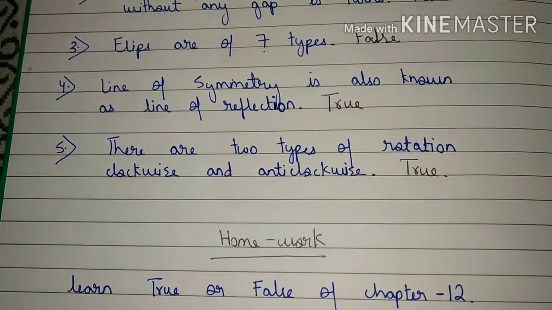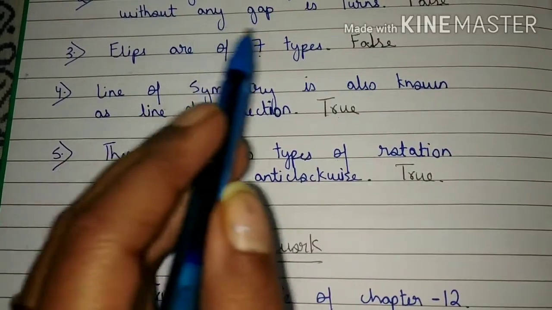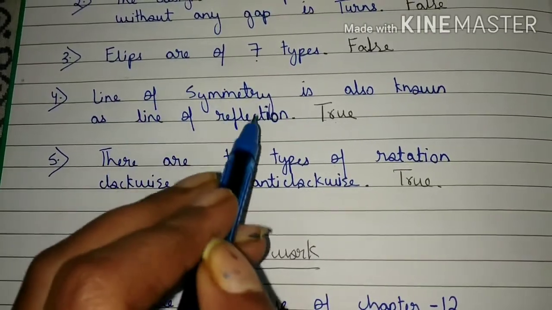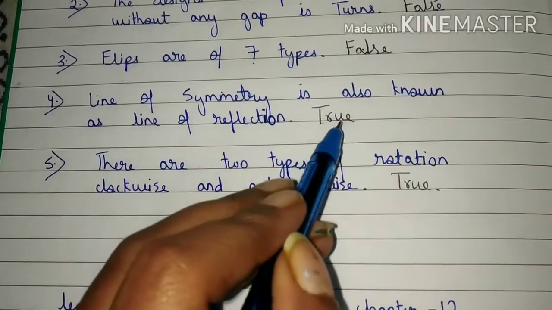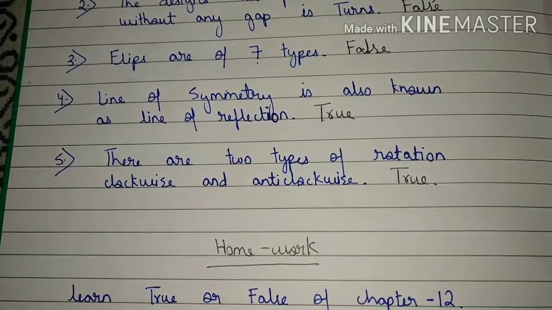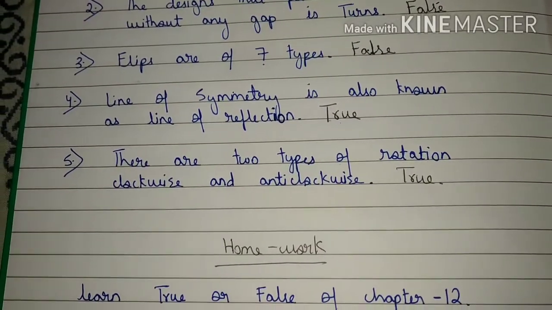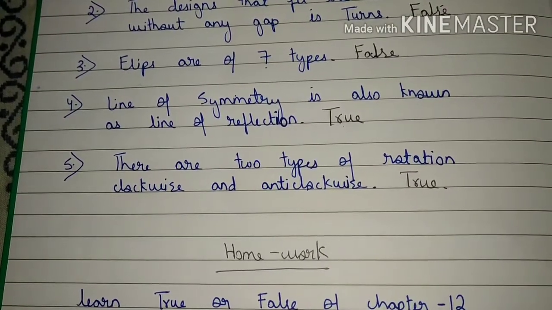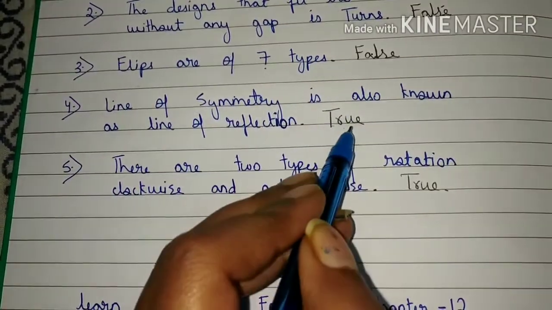Students, now come to the fourth one. Line of symmetry is also known as line of reflection. Students, this statement is true because in case of reflection symmetry, we have learned that line of symmetry is also known as line of reflection. So students, this statement is true.